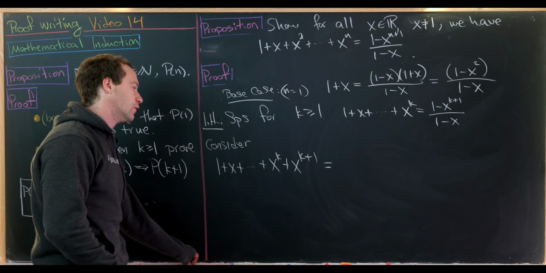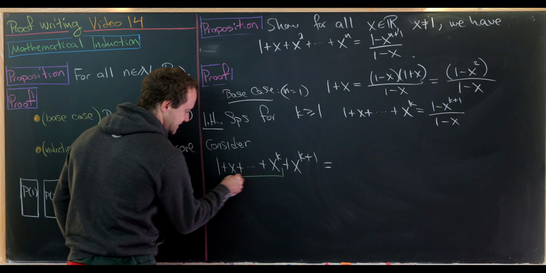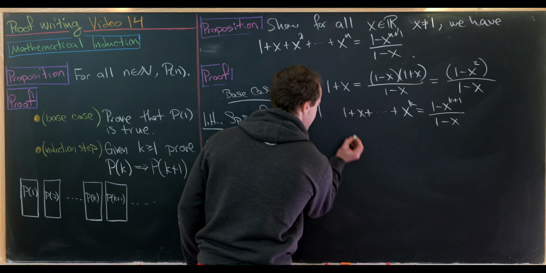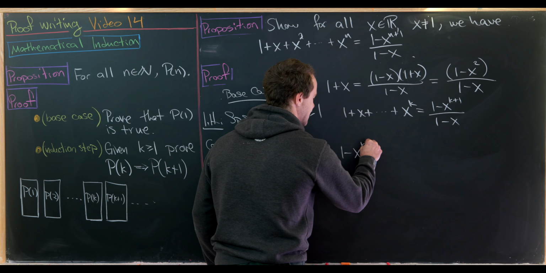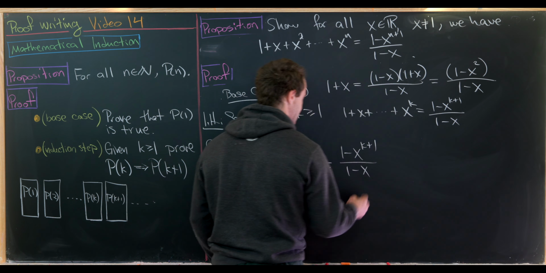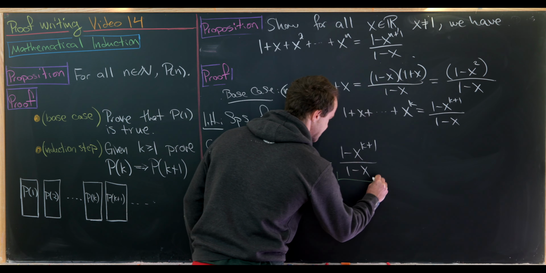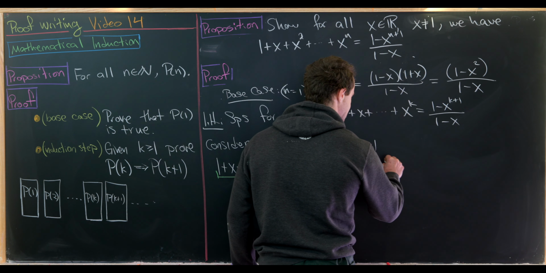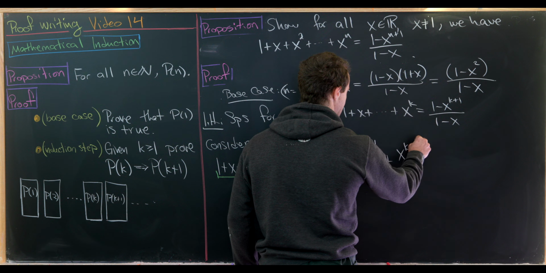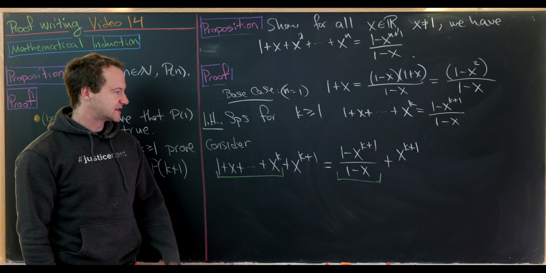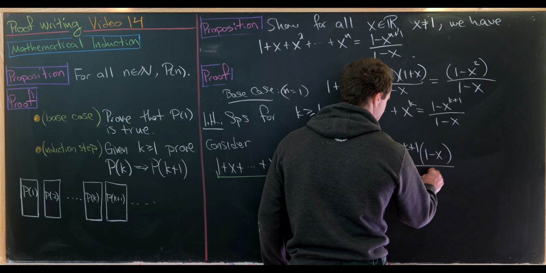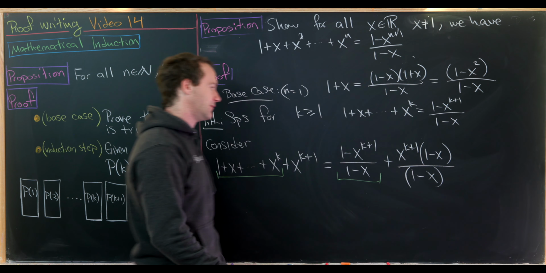Good. Now we'll apply our induction hypothesis to the first k terms, and that will leave me with 1 minus x to the k plus 1 over 1 minus x. So let's just point out that that's coming from our induction hypothesis. And then we have this last term, which is x to the k plus 1. Now let's give ourselves a common denominator. This is going to be 1 minus x over 1 minus x to give myself a common denominator.